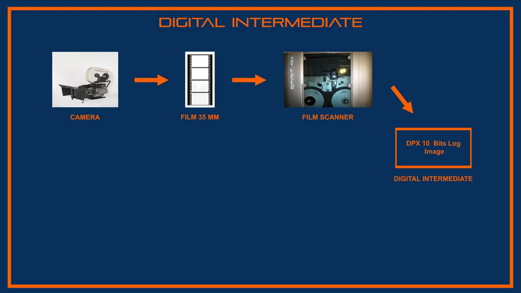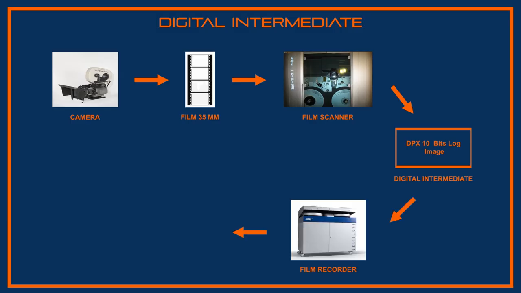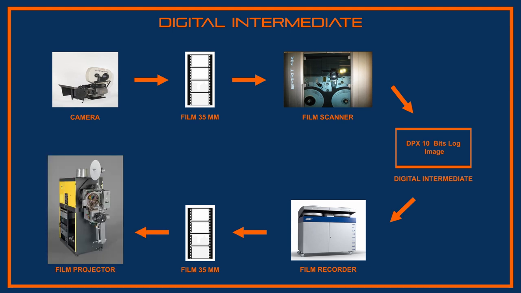Once we had worked on them, we were sending them back to the shoot, which means we were reshooting the digital file on film. It came from film, we use a digital intermediate and it goes back to film.